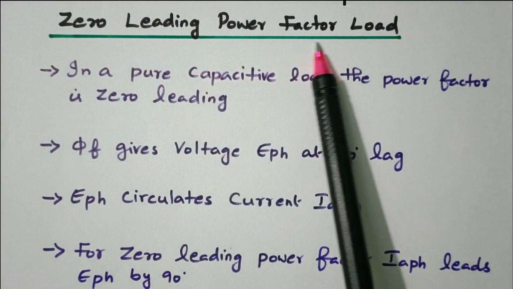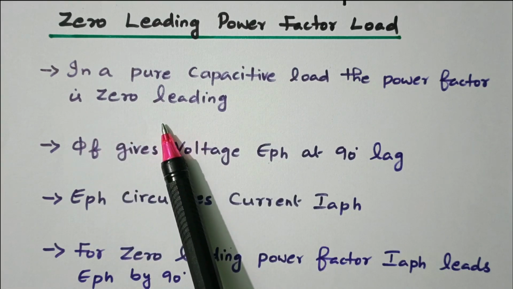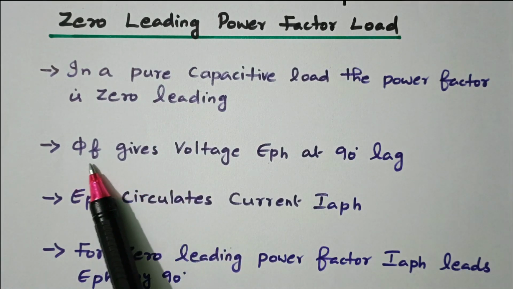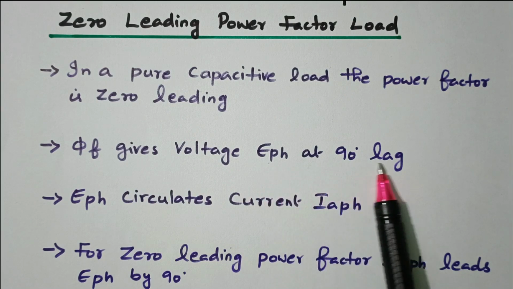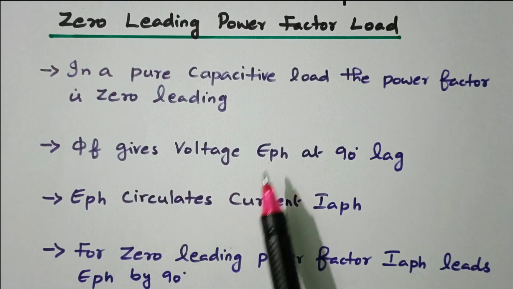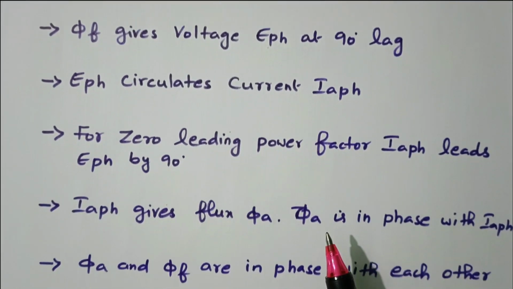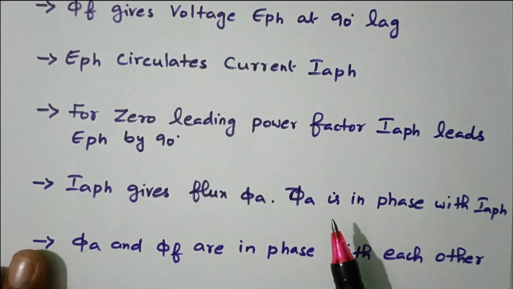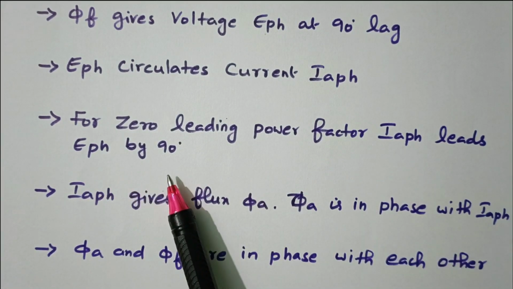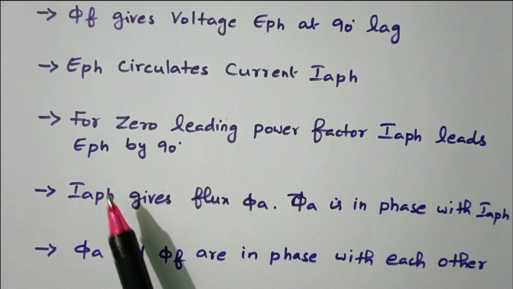Zero leading power factor load. In a pure capacitive load, the power factor is zero leading. Earlier case, inductive load, lagging. Now capacitive load, leading. Pi F gives the voltage E phase at 90 degree lag, which we already discussed. There is a 90 degree phase shift between pi F and E phase. E phase circulates the current IA phase. For zero leading power factor, IA phase leads the E phase by 90 degrees. So there is a 90 degree lead between IA phase and E phase.